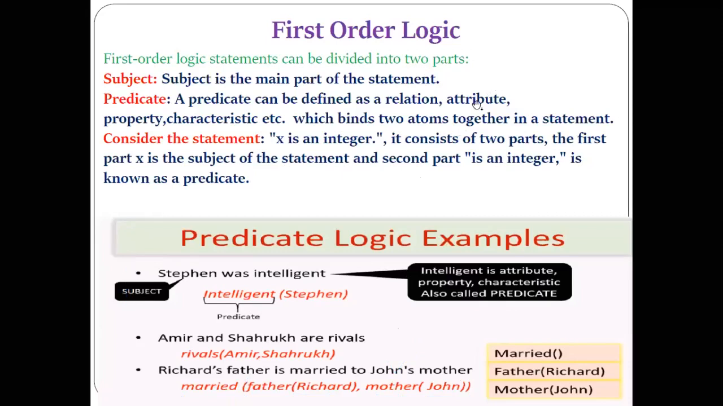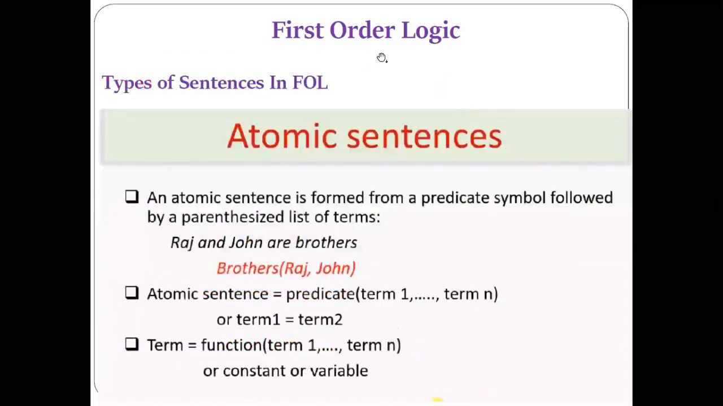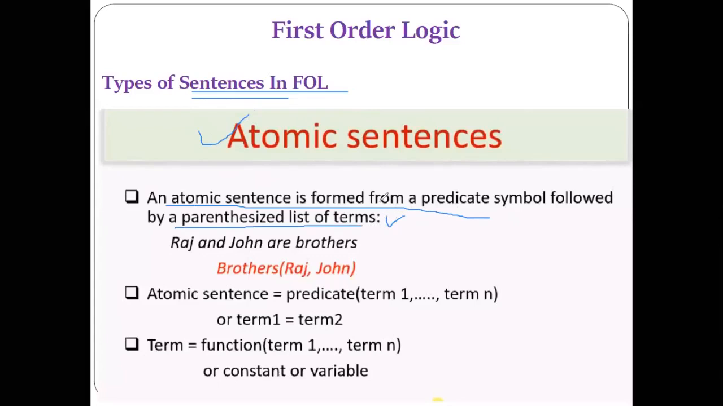Let's see some more. Before that, we should understand some types of sentences in first order logic. First order logic generally consists of two kinds of sentences. First, we have the atomic sentences. Now, what are atomic sentences? Here I have written: an atomic sentence is formed from predicate symbols followed by a parenthesized list of items. We already utilized this in the previous examples.